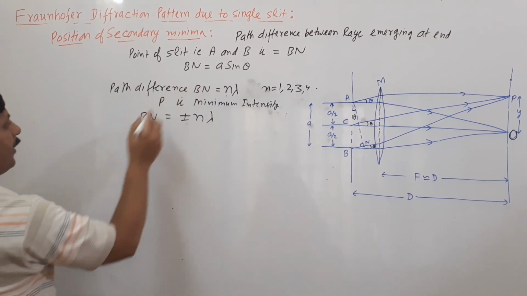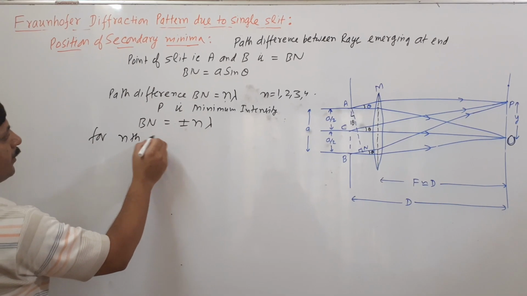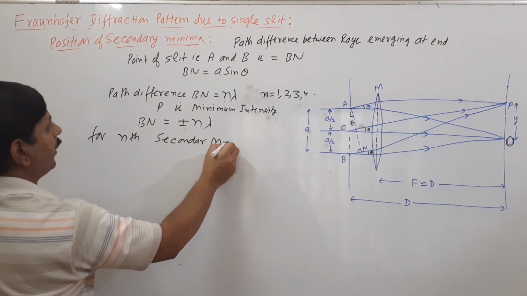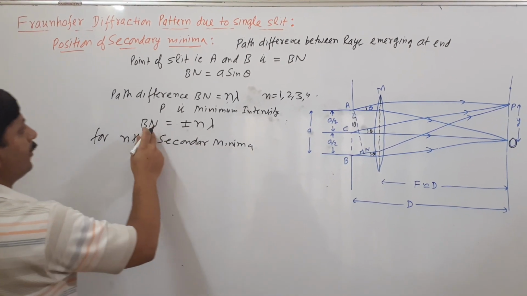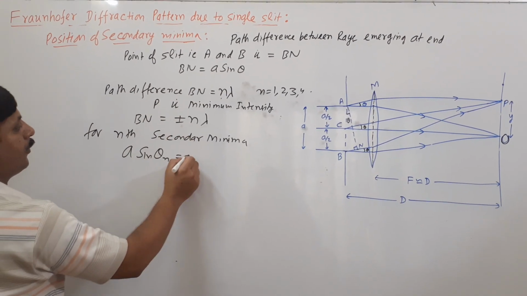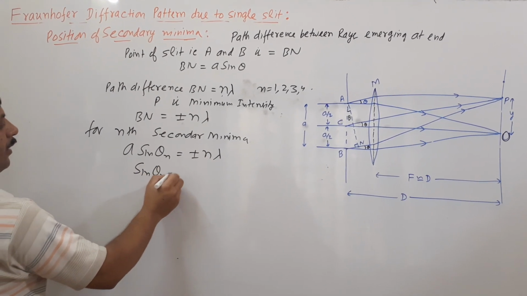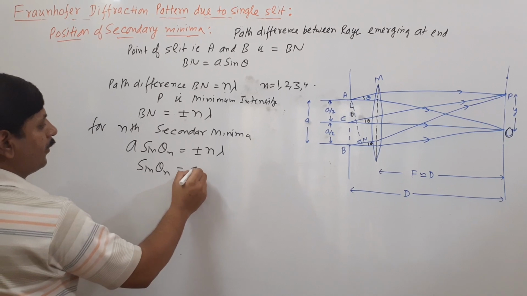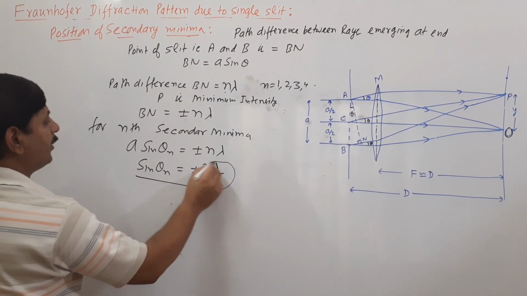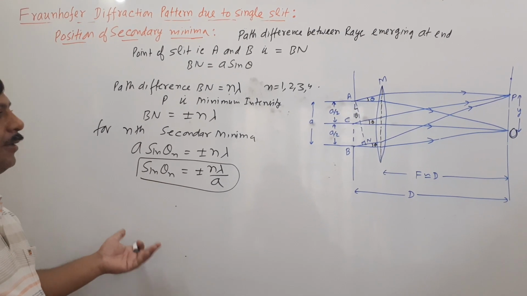So see here, for nth secondary minima, we have a sin theta n equal to plus minus n lambda, or we can say sin theta n is equal to plus minus n lambda upon a. So this will be the angular position of nth minima.